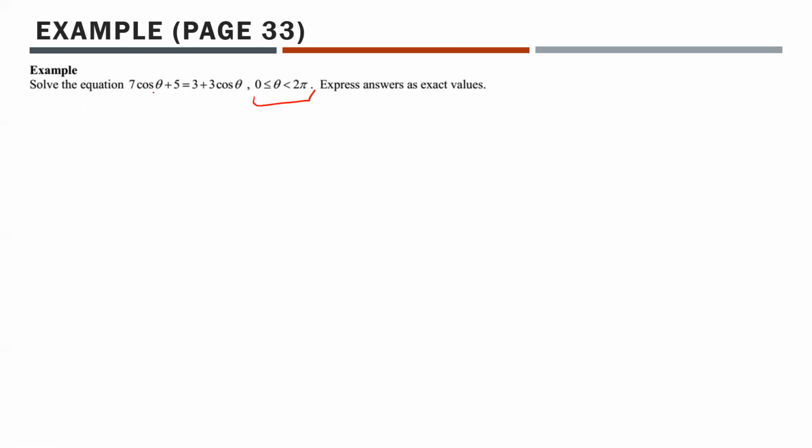So the first thing I'm going to do is I notice I have 7 cosine theta here and 3 cosine theta here. Why don't I bring these 3 cosine thetas over to the other side by subtracting them away from both sides? If I take away 3 cos theta from this side, I have to take it away from this side as well. And that leaves us with 4 cos theta plus 5 equals 3. Let's move this 5 over now. So we'll subtract 5 from both sides. 4 cos theta equals 3 minus 5, which is negative 2. Then let's divide by that 4. So cos theta equals negative 2 divided by 4, which is negative 1/2.